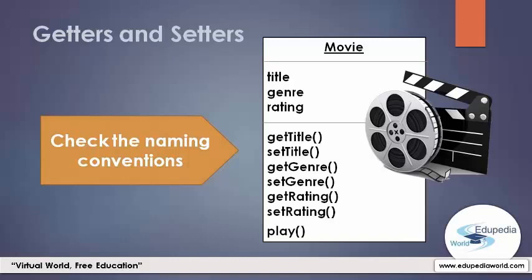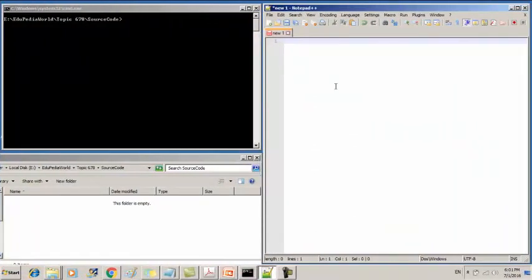Now let's try to implement this. And here we go for the movie class. Inside the movie class, we have 3 instance variables: title, which is a string variable, and we have another string variable as genre, and the rating is an int variable.